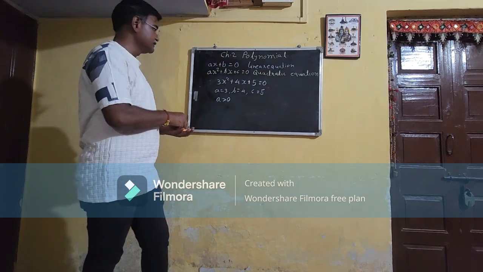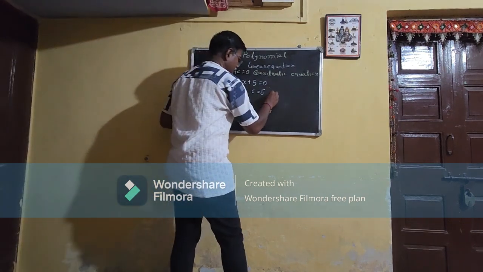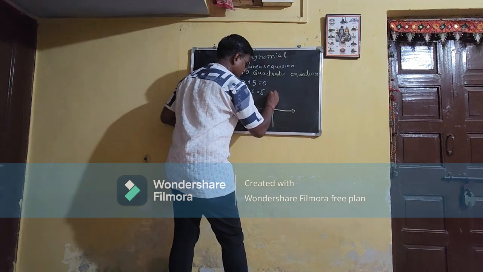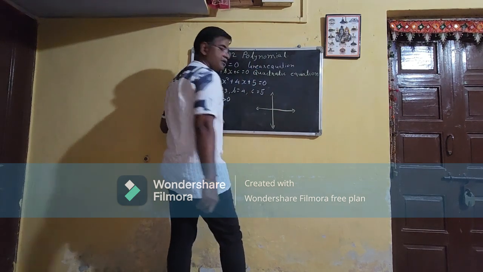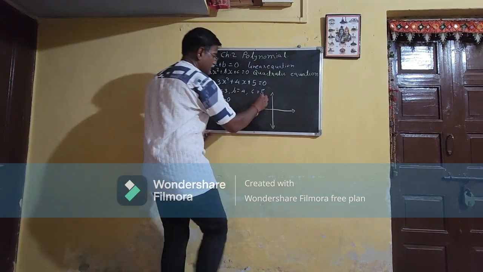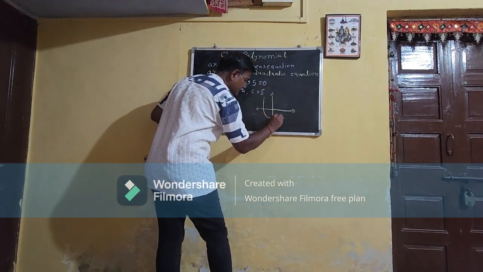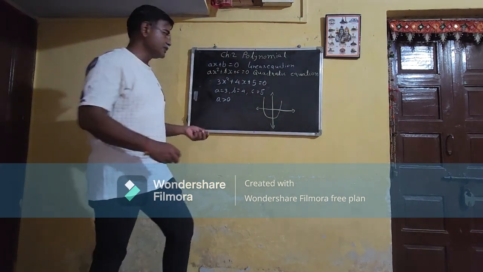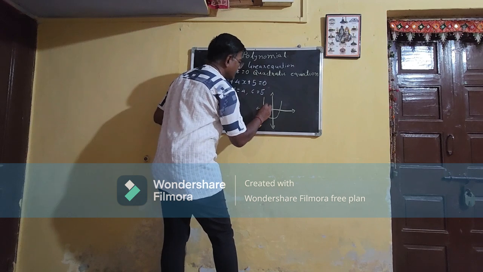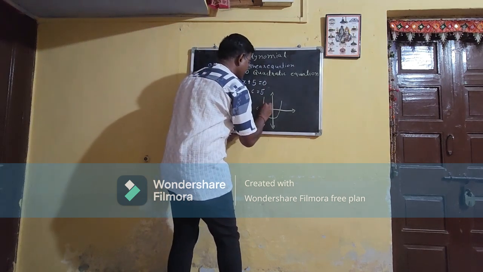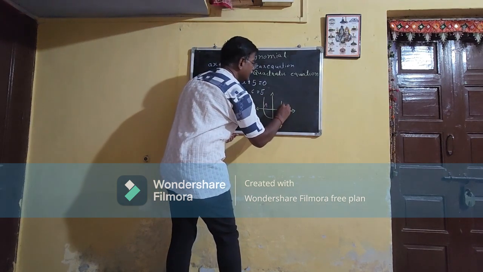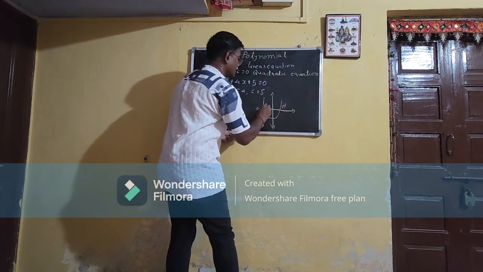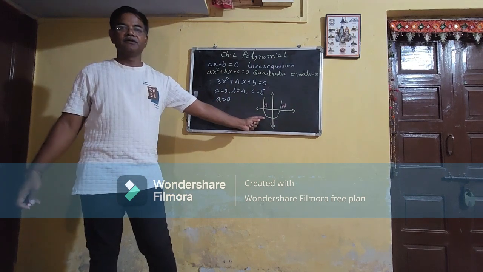If a is greater than 0, then the graph of this quadratic equation will become a parabola like this. And we find two solutions, one alpha, second alpha dash. These two solutions we are finding.